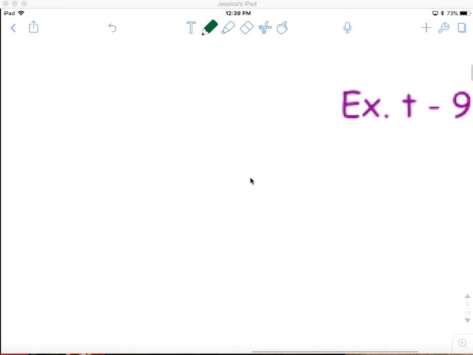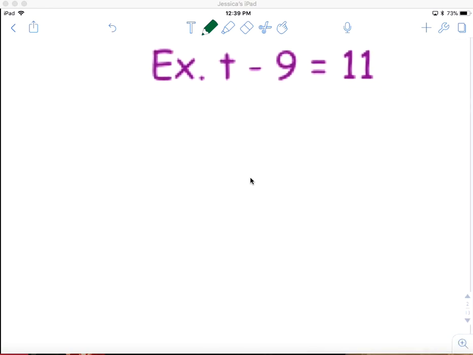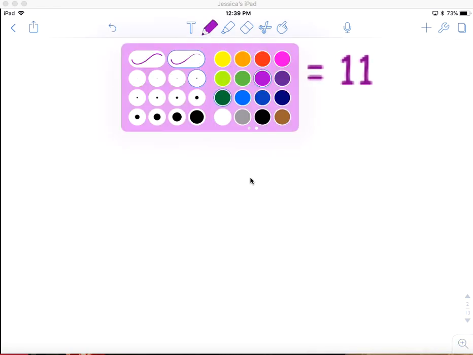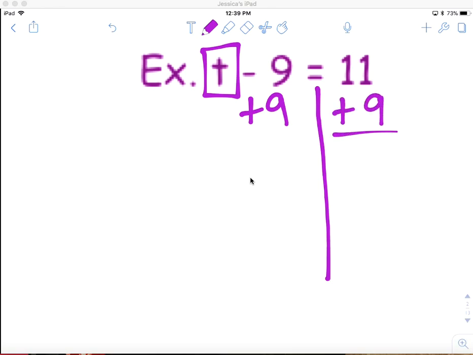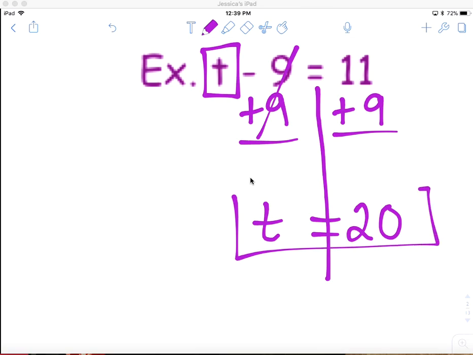My second example is t minus 9 equals 11. We're trying to get t by itself on this one. So if you draw on your algebra wall, I need to move over the minus 9. Well, the opposite of subtracting 9 is to add 9. When I add that to both sides, it cancels on the left, and I'm left with t. On the right, 11 plus 9 means t is 20.